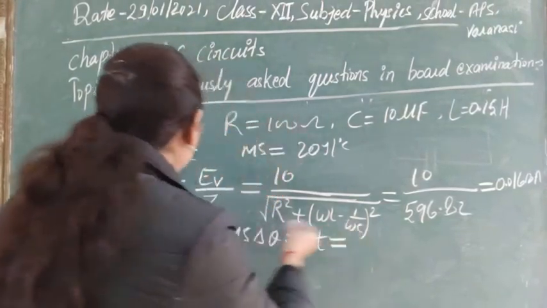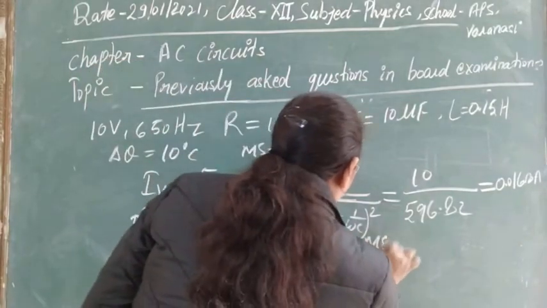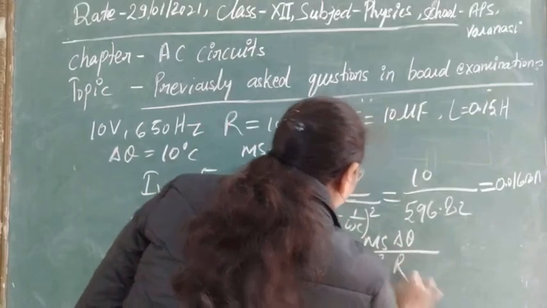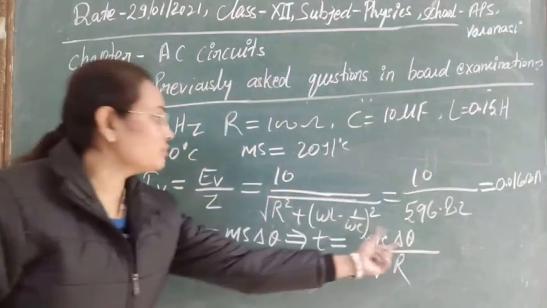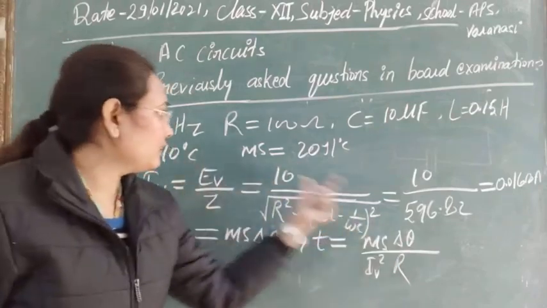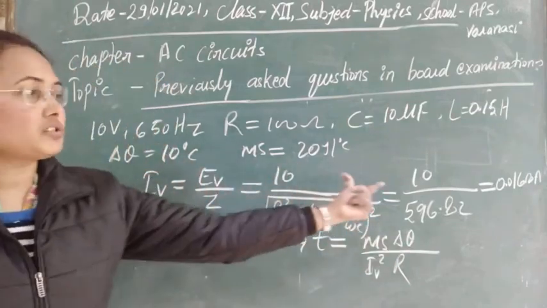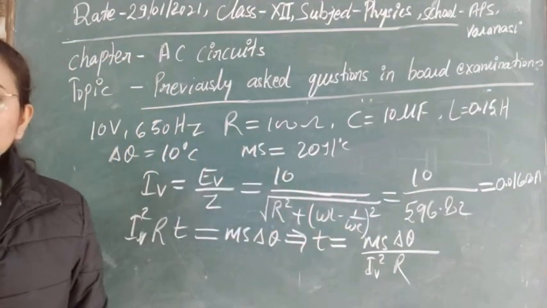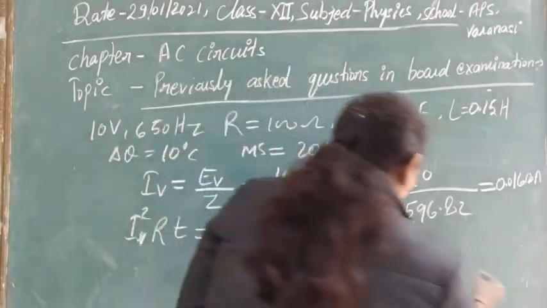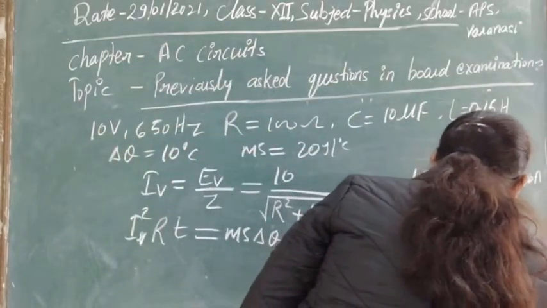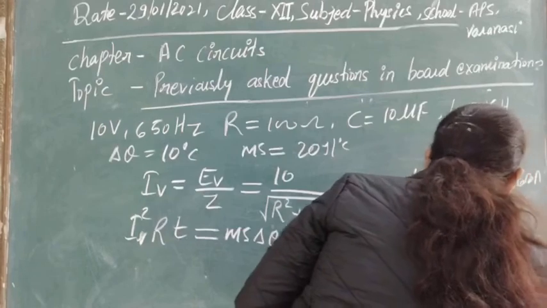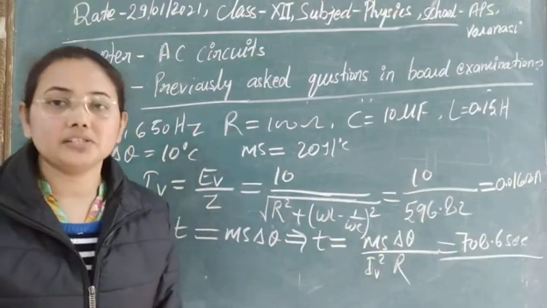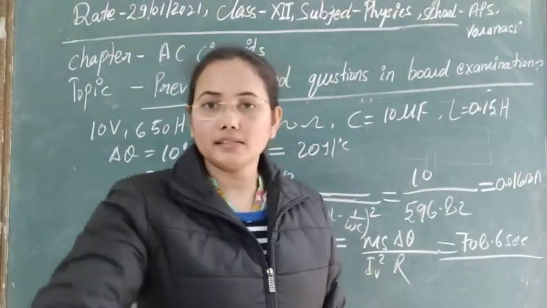So T will be equal to m s delta theta divided by I average square into R. Now we have all the values: the value of m s, delta theta, the value of I that we just calculated, and the value of R that is given. If we use all the data, the value obtained is 708.6 seconds. So this is the answer. In this time, the resistor will be heated by 10 degrees Celsius.